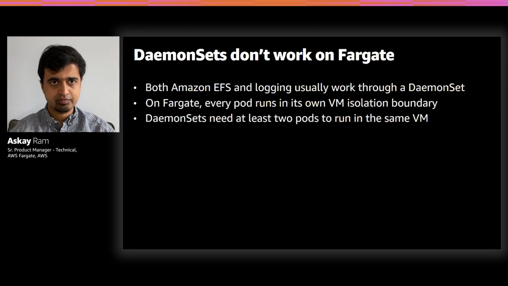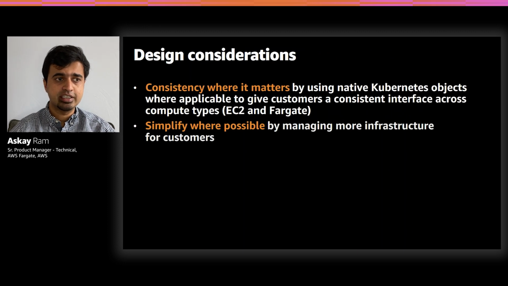The first is consistency where it matters. We understand Kubernetes customers run across a variety of environments at AWS. They're coming from EC2, they come into Fargate, they operate self-managed Kubernetes, they operate Amazon EKS. So there's a lot of heterogeneity in environment, and they've built up a lot of operational muscle with Kubernetes. This is something we really wanted to respect and use as many native Kubernetes objects as possible while designing our features and capabilities.